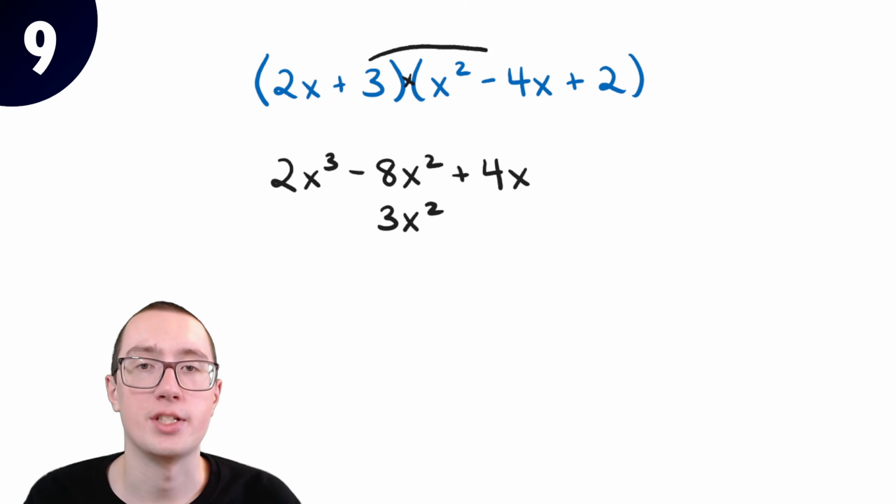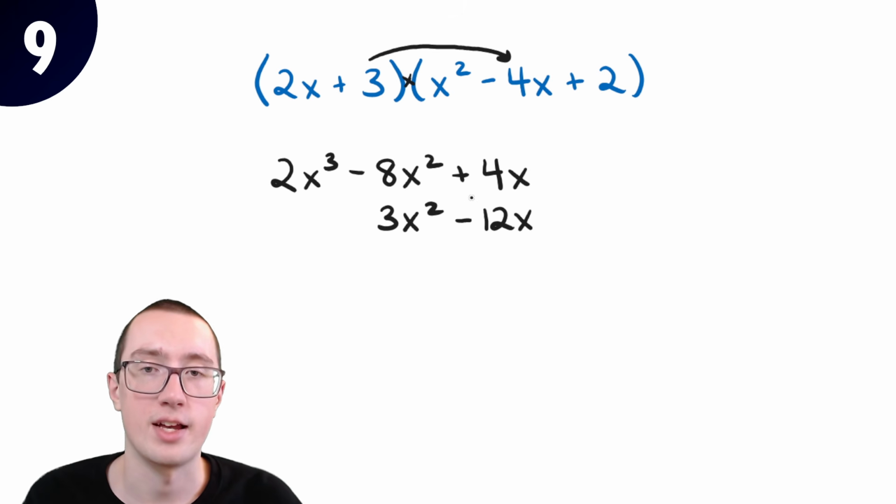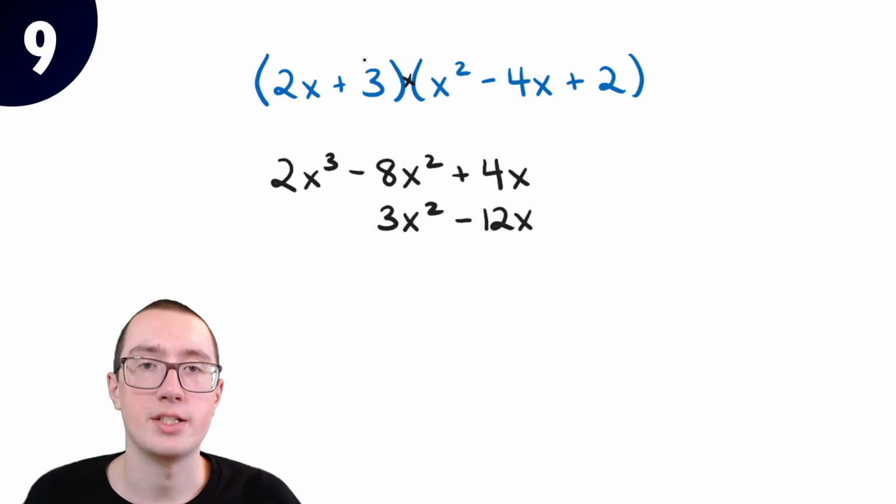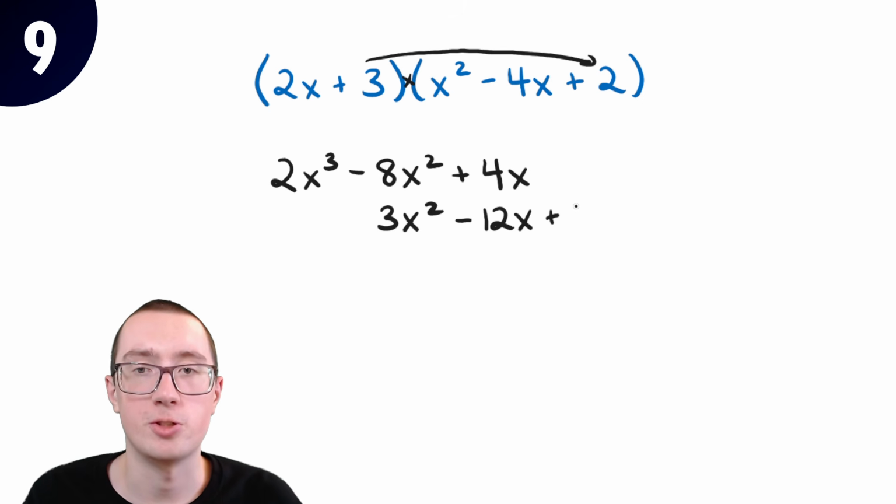Next, we have 3 times negative 4x. We have 1 minus sign, so that's a minus. 3 times 4 is 12. And we have 1x, so the x is going to stay. And this is going to stay under the other part that's just with an x. And then 3 times 2, they're both positive, so that's a plus. 3 times 2 is 6.